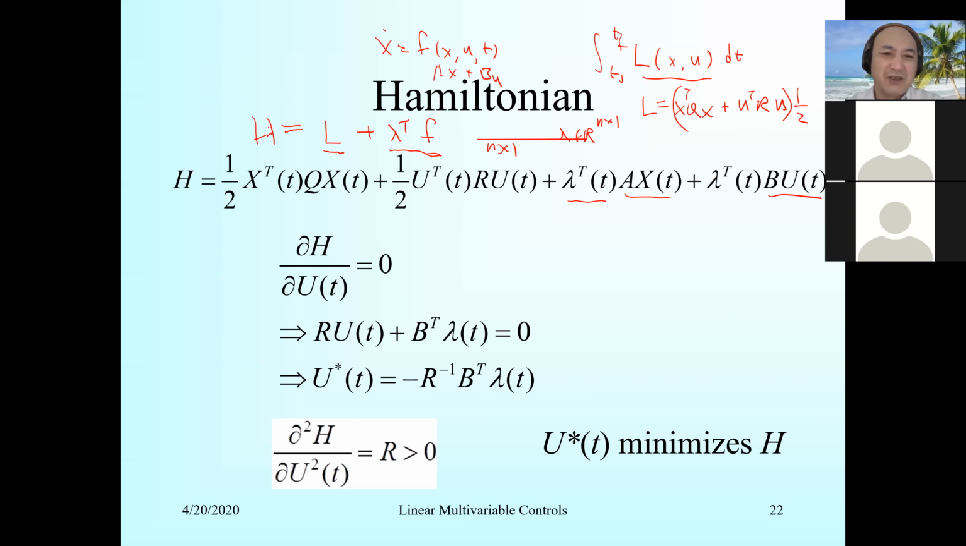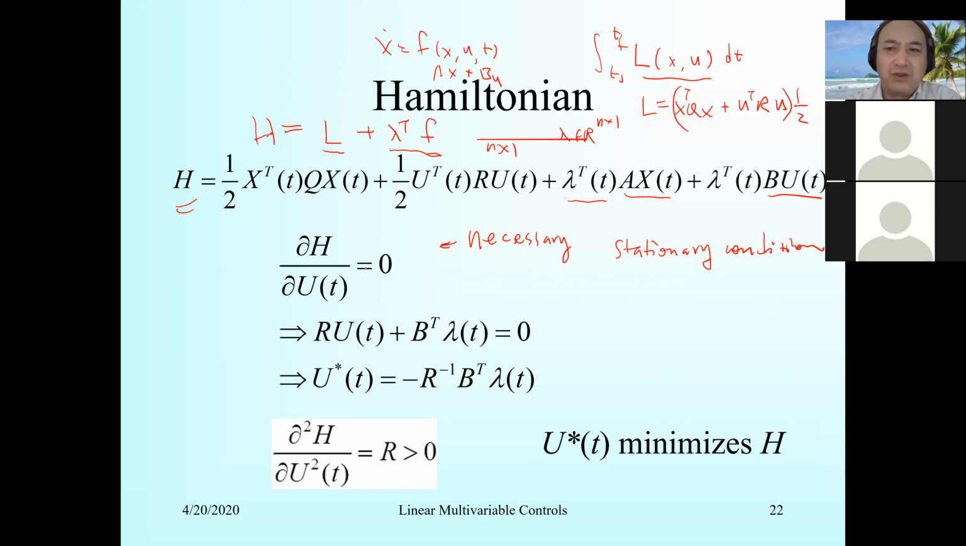The condition of optimality is that you have to minimize this H. The sufficient condition is, not sufficient, it's a necessary condition. It's a necessary condition of the optimality, sometimes also called the stationary condition. It means this one has to be zero.